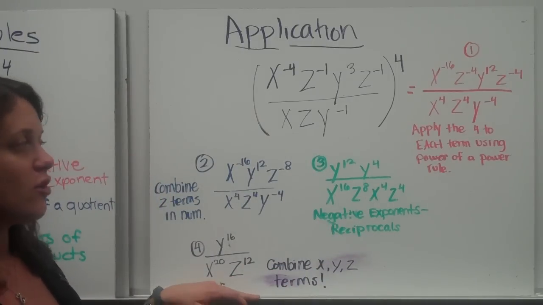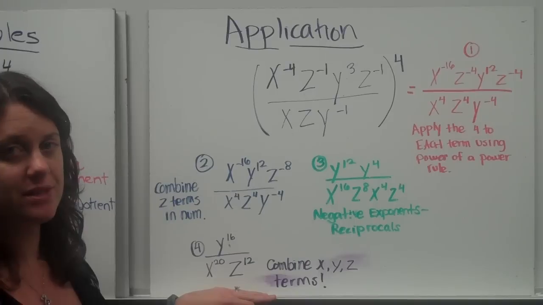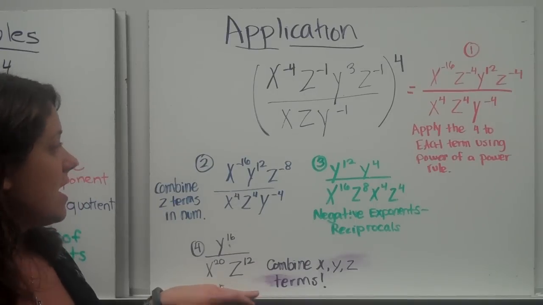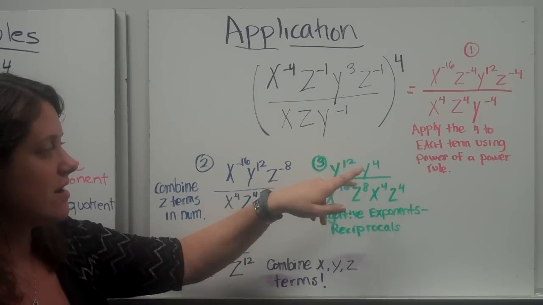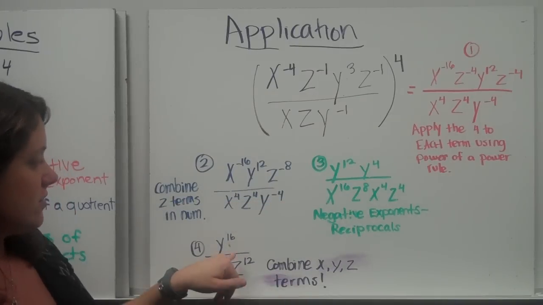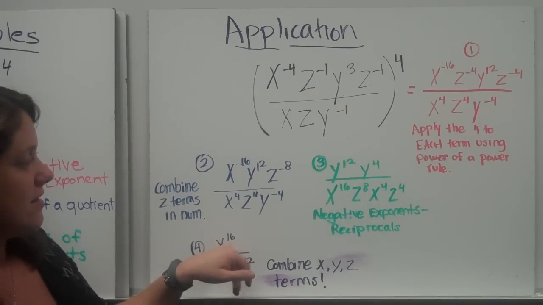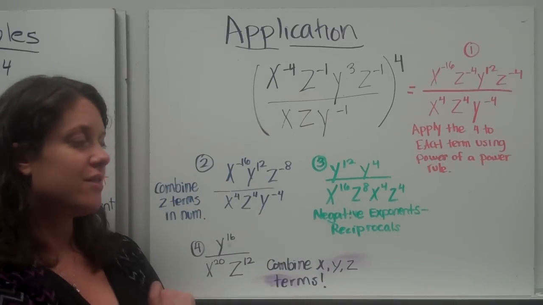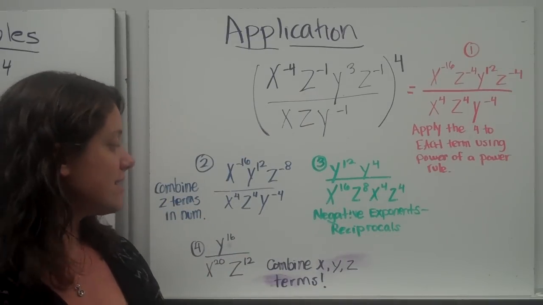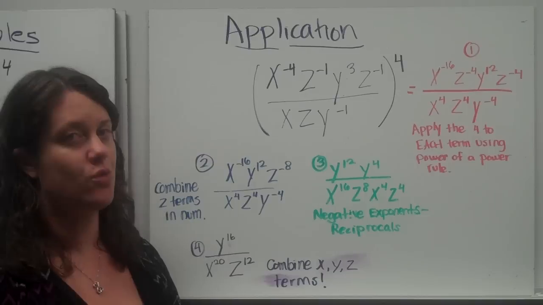So my final step is I'm going to go back and I'm going to combine any terms that I have. Okay, so I see that I have two y's up here, so the rule is if these are multiplied together, I can actually add the exponents. So I got y to the 16th. On the bottom, I combine my two x's, so I got x to the 20th. And then my z's I combine, and I got z to the 12th.